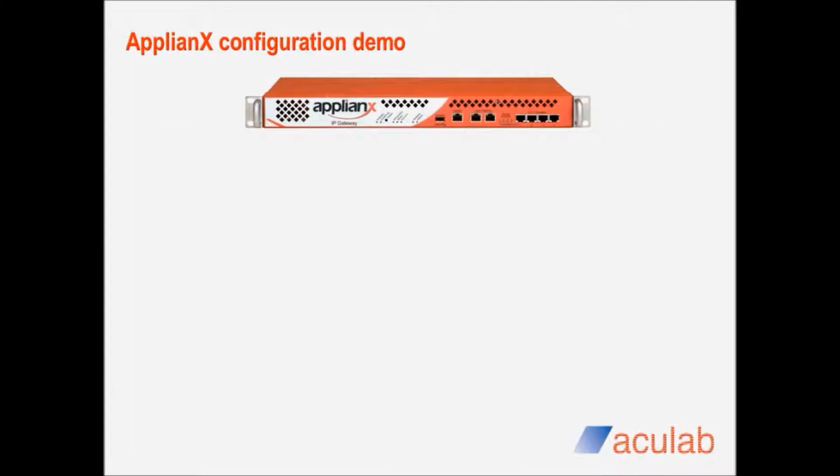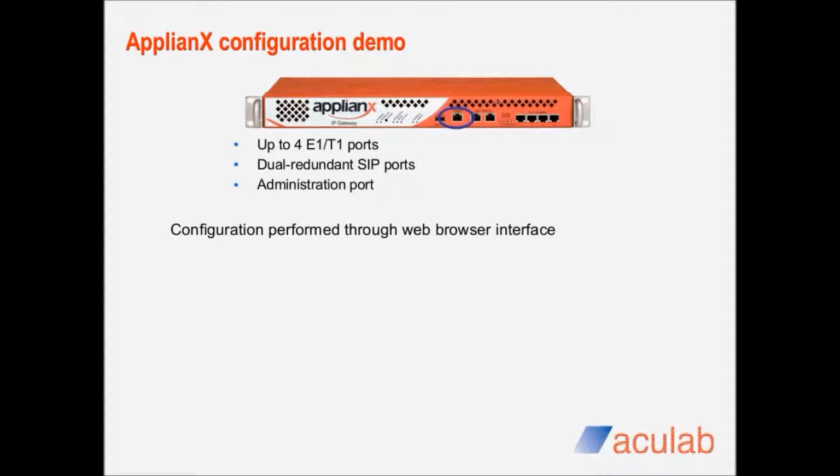This is what an appliance looks like. It has a number of ports on the front. These are up to 4 E1 T1 trunk ports, dual redundant SIP ports, and an administration port. All the configuration of the appliance is performed through an easy-to-use web interface which can be accessed through the browser of your choice over HTTP or HTTPS connection.